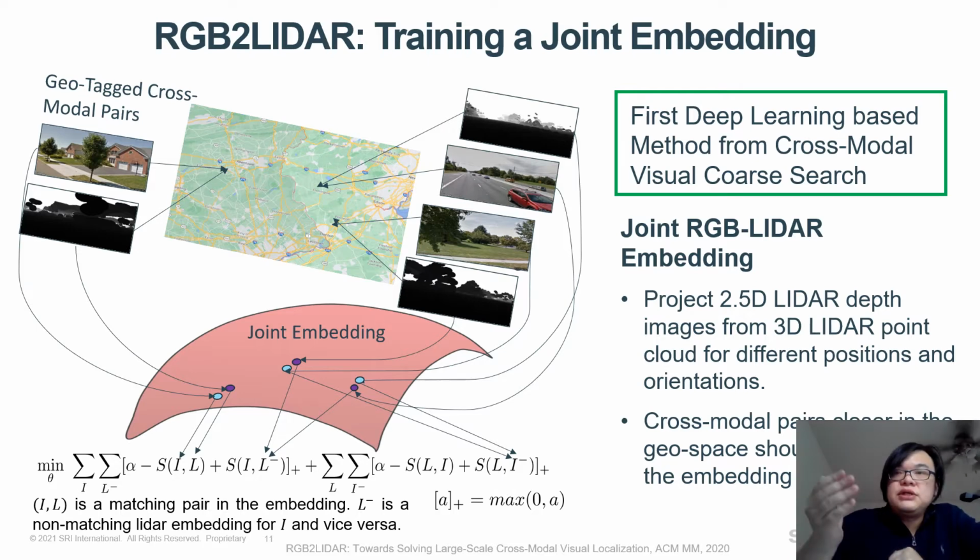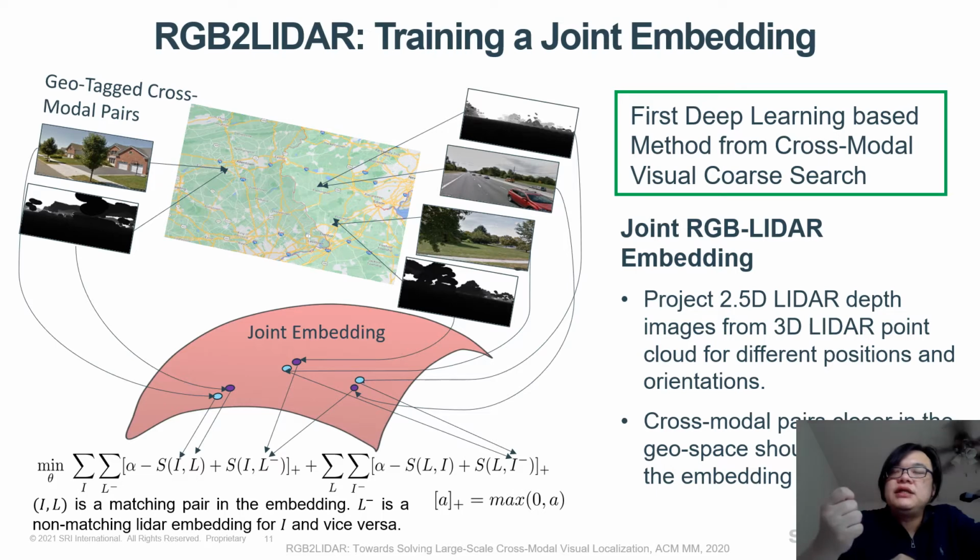So once the joint embedding is trained, all the database LIDAR image representations are already extracted in the joint space. This joint embedding space is a high-dimensional space. Each data point, like a LIDAR depth image, can be represented as a high-dimensional feature vector. That's a descriptor for the LIDAR depth image. So all the LIDAR depth images can use this descriptor to construct the reference database.